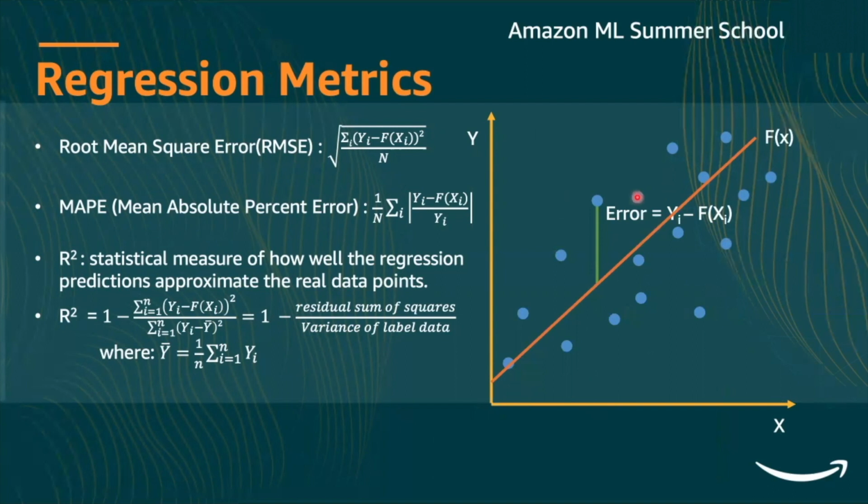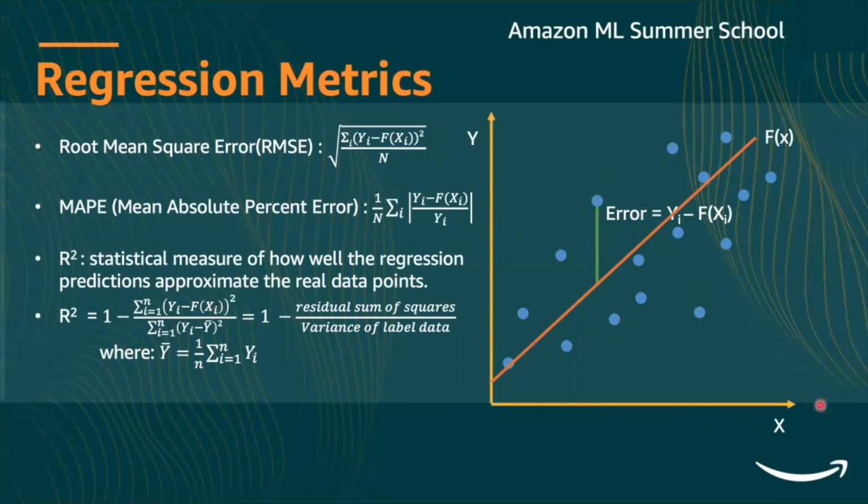Now, consider this data point. The error is determined by yi minus f of xi. So this distance is the error. Using this error, you can compute root mean square error, which is the square of this error divided by the total number of samples, summed across all the samples, and you take a square root of it. Similarly, you can compute mean absolute percentage error, and you can also compute R square.